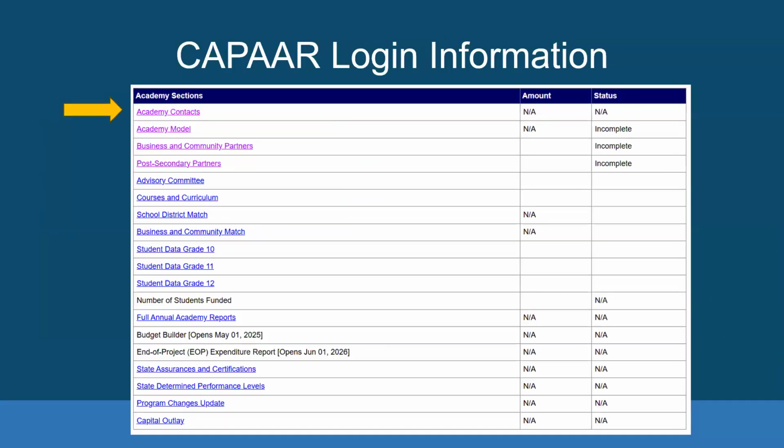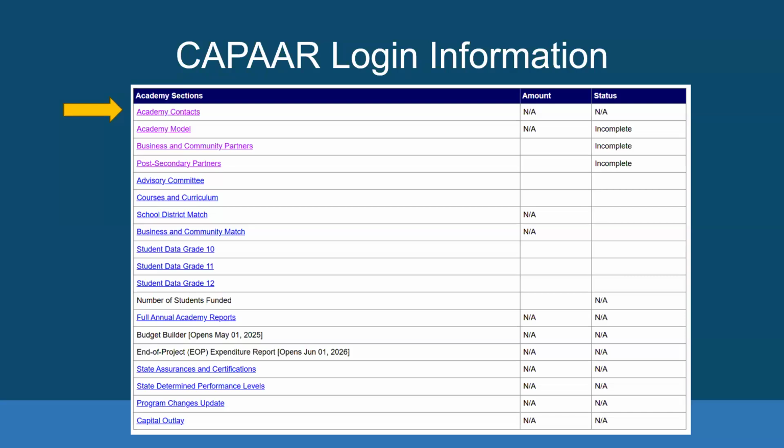All right, so let's go ahead and dive into this very first step of completing your CAPAAR report. The very top button says Academy Contacts. And so we've updated the system. Previously, we requested that you fill out a fillable form, a PDF, and send it to us with your Academy contacts. But that just requires a lot of back and forth.